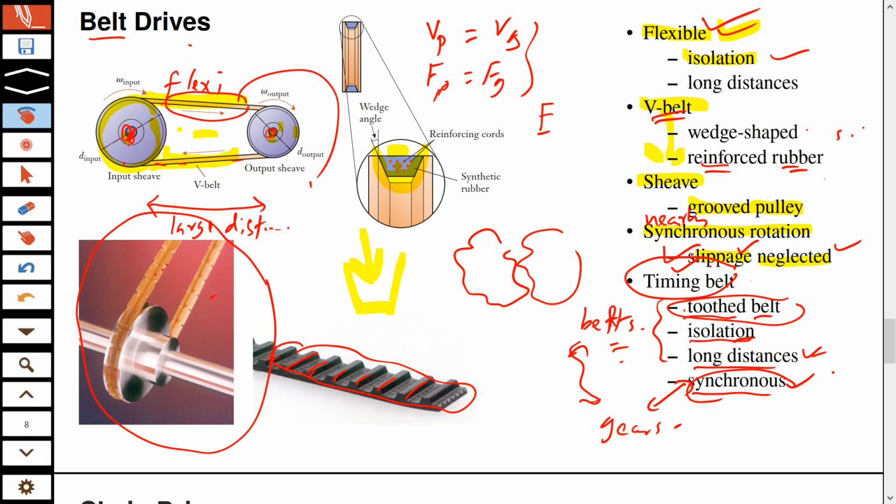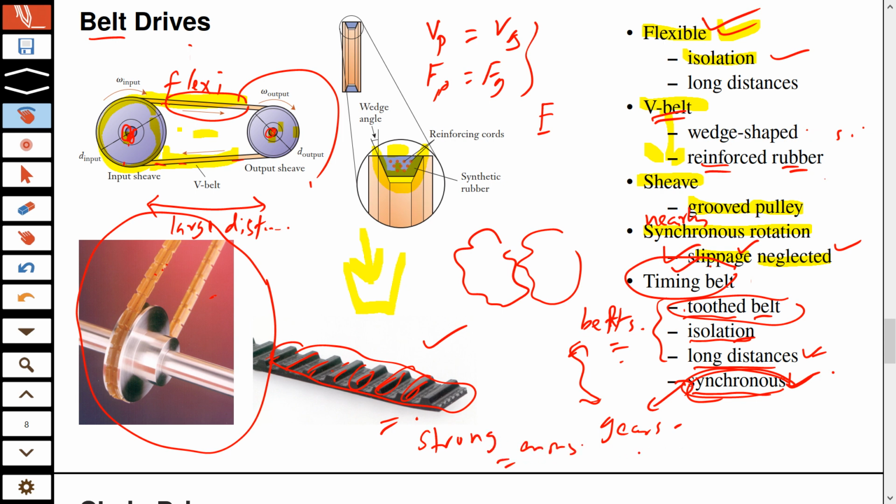Although we have this timing belt, remember it is still a belt. So this may not solve all the problems. The problem here will be that you do get this desirable property, synchronous motion, but it may not be strong enough.